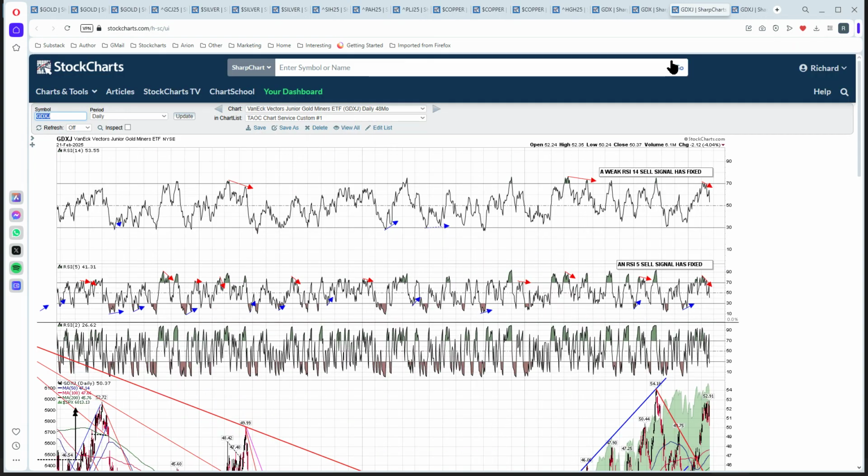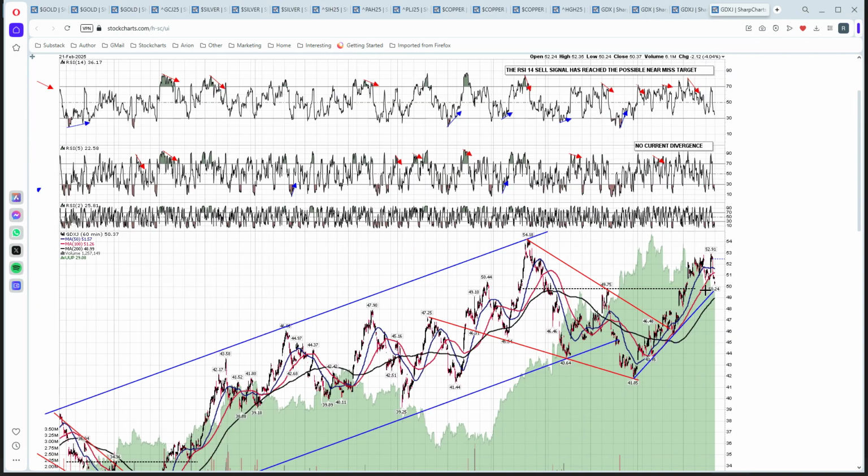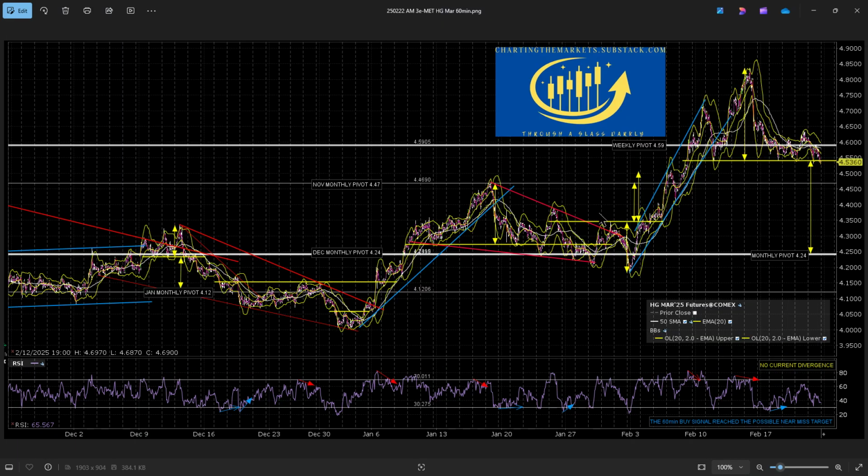Looking at GDXJ, RSI 14 sell signal fixed, RSI 5 sell signal fixed, nice looking double top, and this one is a double top. We've broken down below support, and I would have a target for that in about the 47.5 area. At the moment, I'm just saying there's quite a lot of suggestion on the metals we are about to see a retracement. I think we may well see that.